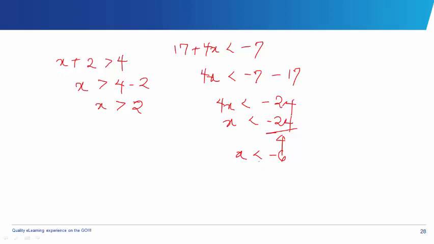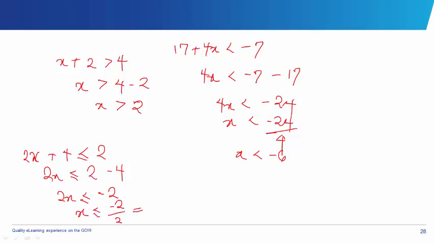Okay. Let's take another example. 2x plus 4 is less than or equal to 2. Means that 2x is less than or equal to 2 minus 4. 2x is less than or equal to minus 2. Therefore, x is less than or equal to minus 2 divided by 2, which gives us minus 1. Therefore, x is less than or equal to minus 1.